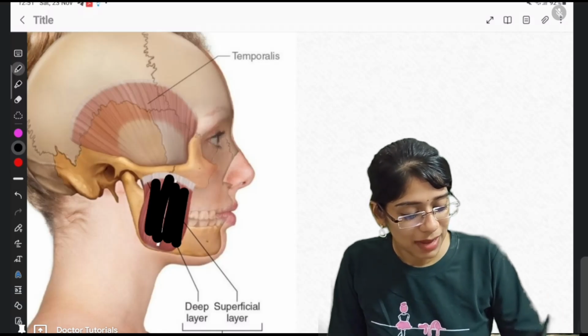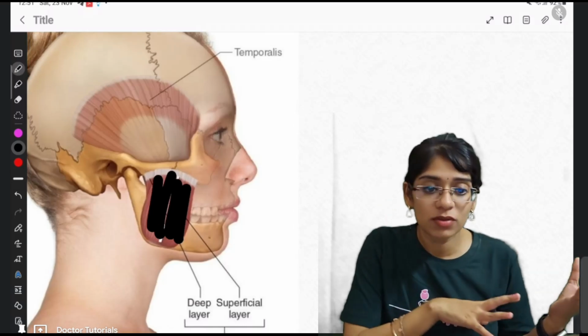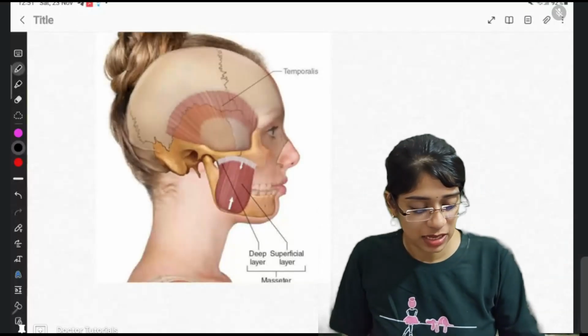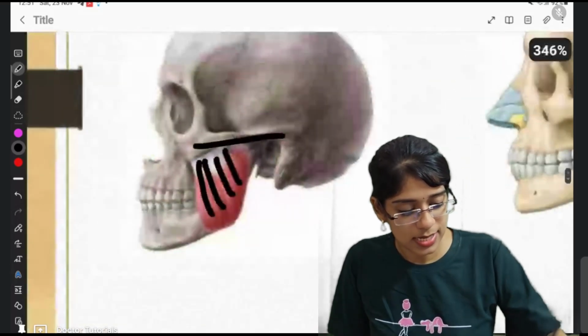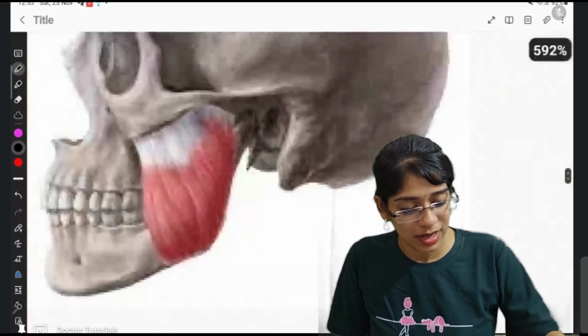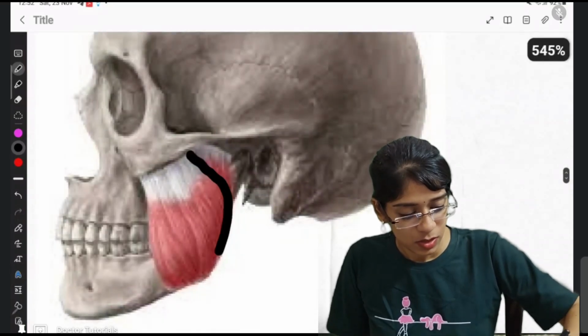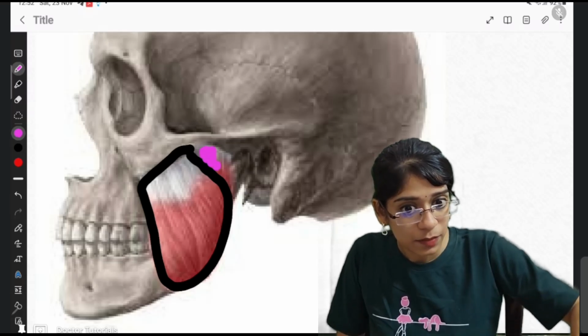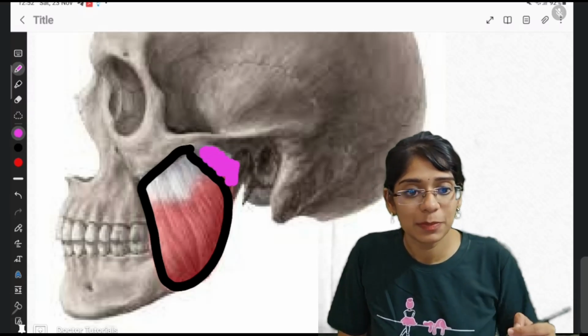Now remember, this masseter has superficial muscle fibers and deep muscle fibers. So look at this picture carefully. This is a superficial fiber, and this part that you see inside, that is a deep fiber.